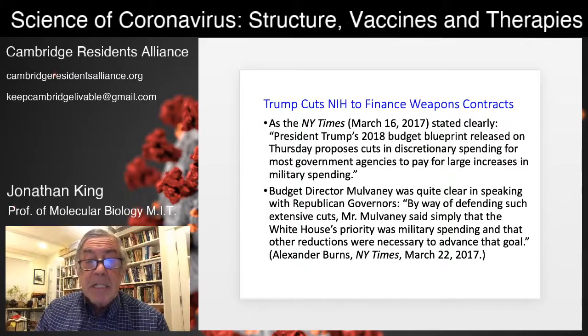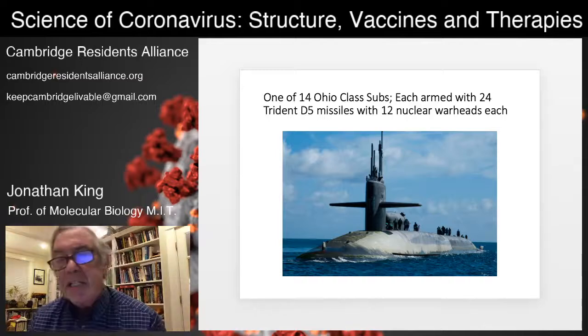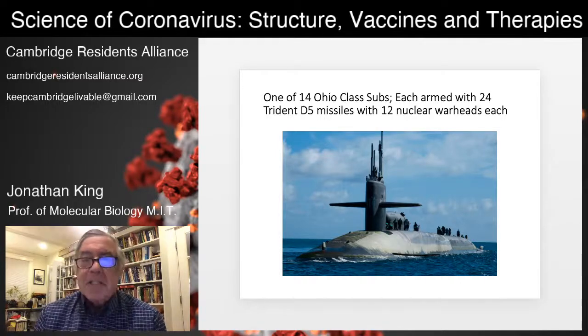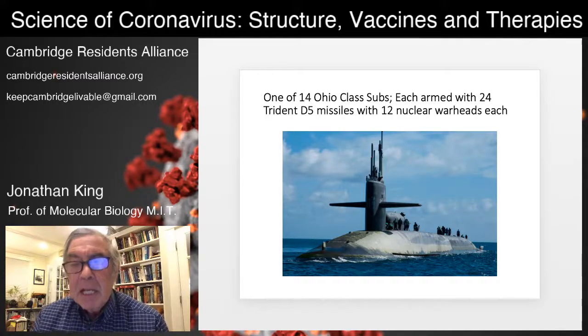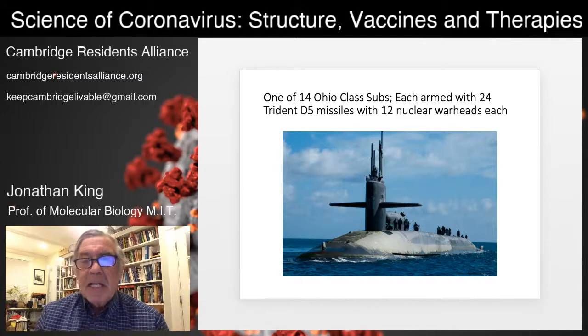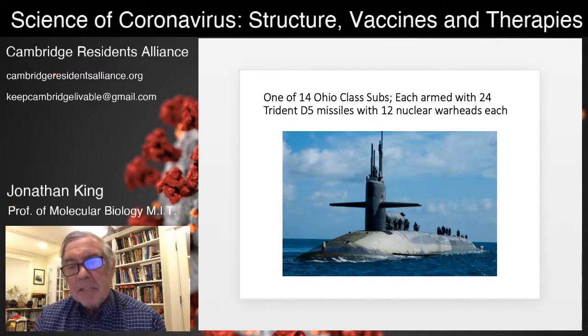By comparison, let's look at our nuclear submarines the government is proposing to buy. We have 14 of these, each armed with 24 Trident D5 missiles with 12 nuclear warheads each. If one of those submarines, just one, fires off all its missiles, that's enough to obliterate every major city of any country on Earth, Russia or China or India. Again, we have 14. The government is proposing to buy 10 more. It's not really the government that's proposing it. It's the military-industrial complex who gets rich off these weapons that's proposing to build them.